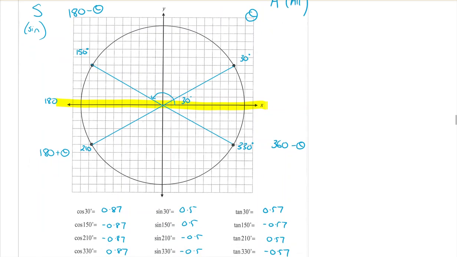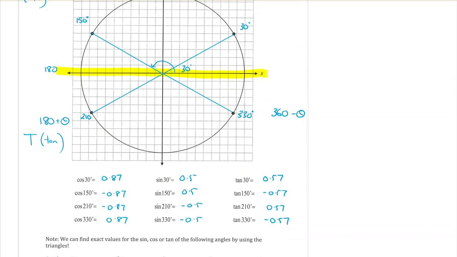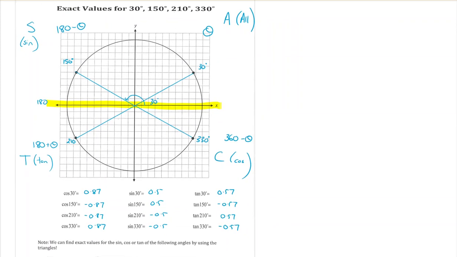And, all right, third quadrant, these ones. Cos is negative, sine is negative, tan is positive. So this is the T quadrant, where tan is the only one who's positive. The other ones are negative. And I think you see what's happening here. What's happening in the last one? Cos is the only one who's positive. So C for cos.